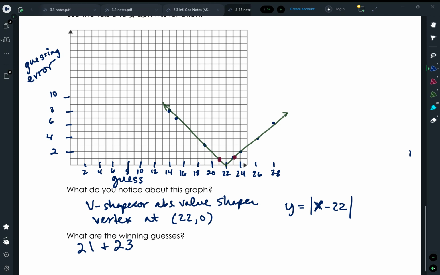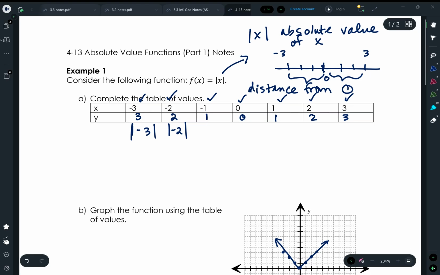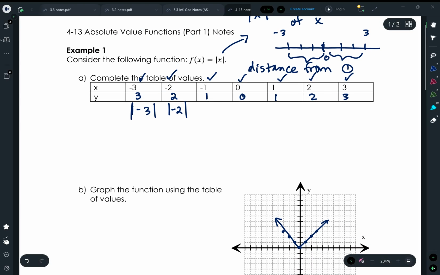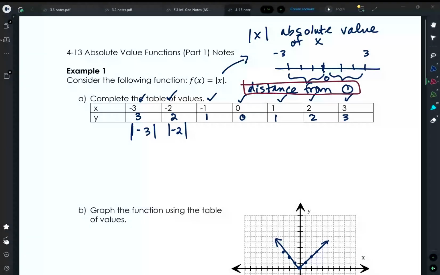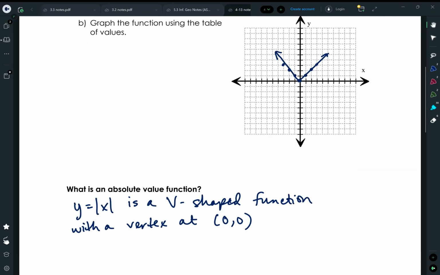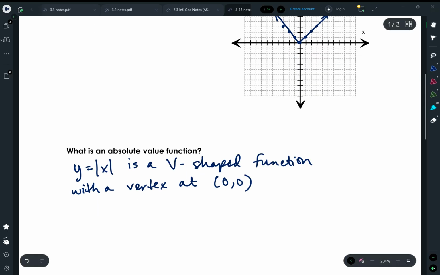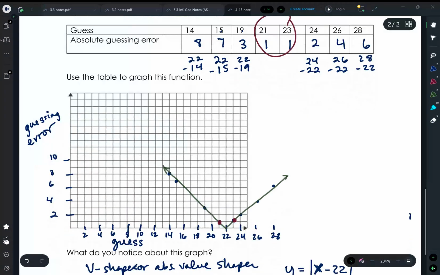All right, so this is the end of our notes, but we always like to go through and do a quick recap. So important ideas today are what the absolute value means. So remember, absolute values are not negative. They are a distance from 0 on a number line. Just this idea that an absolute value makes a V-shaped function, and it is a function. It passes the vertical line test. That we can look at this number guessing game here, something like that, and that we understand what the absolute guessing error is, and that we could go through and we could graph a function like that.